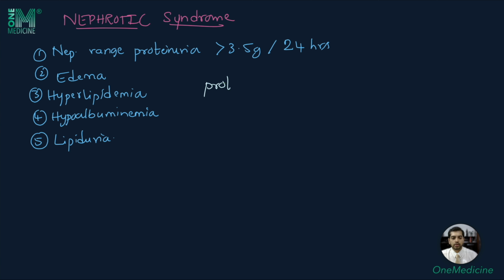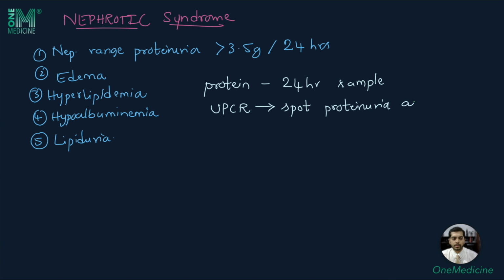The protein in the urine is measured by 24-hour sample, but urinary protein to creatinine ratio can also be used as a spot proteinuria assessment method.